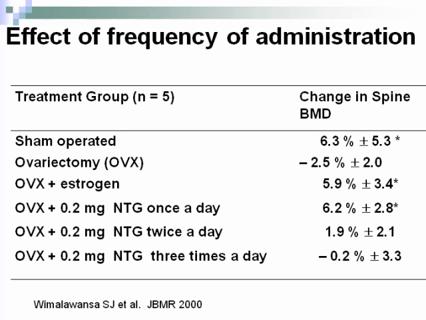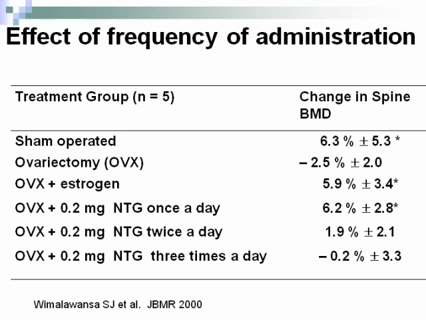So here again, on the left-hand side are a variety of treatment groups, and on the right-hand side is the change in spine density. So you can see the sham-operated rats had a modest increase in bone density of about 6%. An ovariectomized rat lost bone. If they were given estrogen, they maintained bone at about 6%. And if they were given nitroglycerin once a day, they maintained bone.